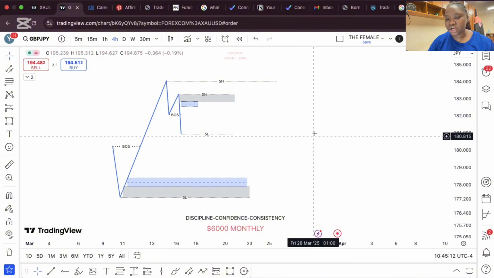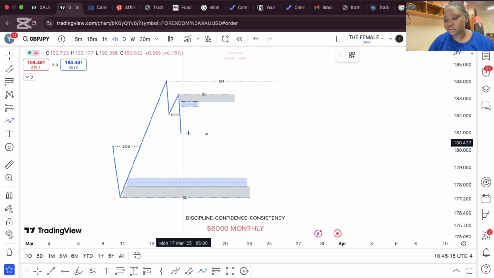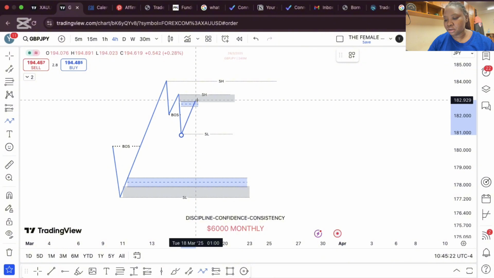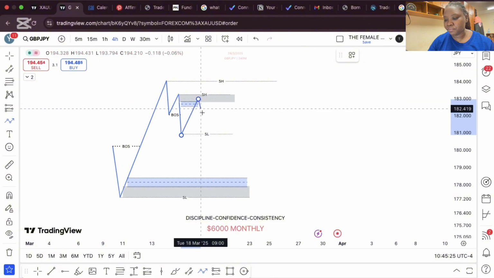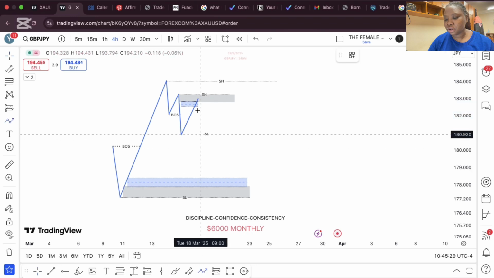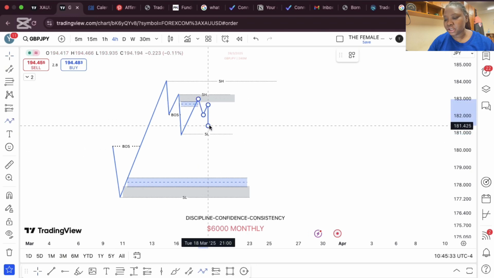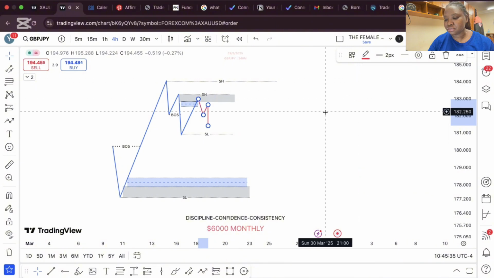Then lastly, I'll check and see if there's liquidity. Now that I have this, I will go to the 5 minute time frame. On the 5 minutes, the moment price gets here on the hourly, I'll wait for price to get here on the 1 hour, then I go to the 5 minutes. On the 5 minute, I want to see a change of character to the downside.